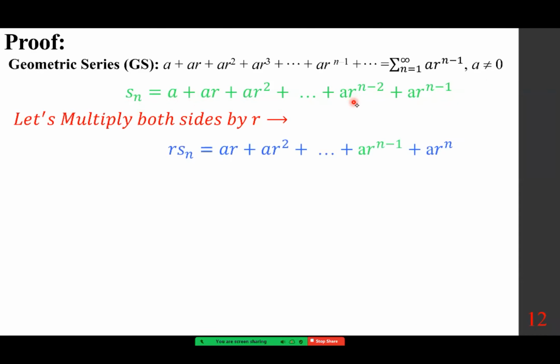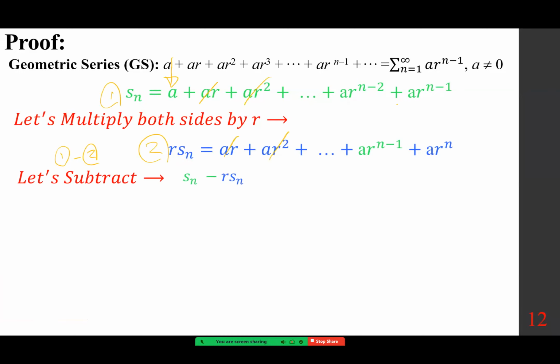I hope you see this is basic algebra. We are multiplying both sides by r. And so if we call this number 1 and we call this number 2, and we subtract 1 minus 2, notice what happens: S sub n minus r S sub n. Everything cancels out. This remains, this cancels out this one, and you go all the way to the end.